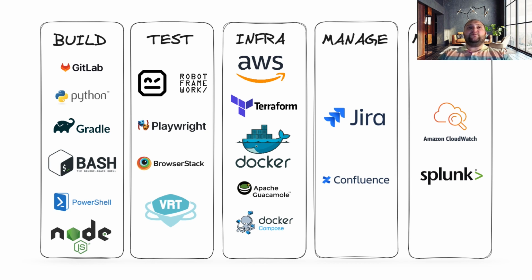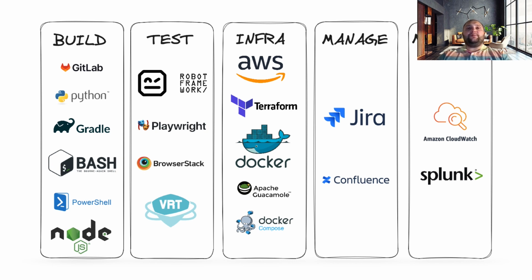Infrastructure is served by AWS, managed by Terraform, implementing the infrastructure as code rules. Docker and Docker Compose keep the running environment independent of native installation, and Guacamole is used to implement the bastion host approach.